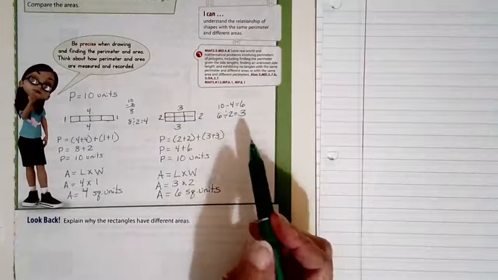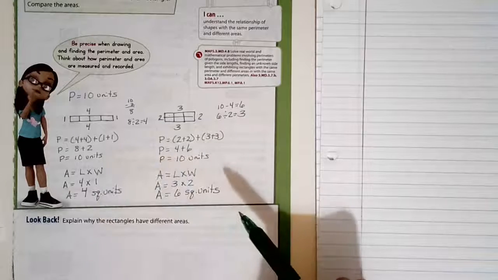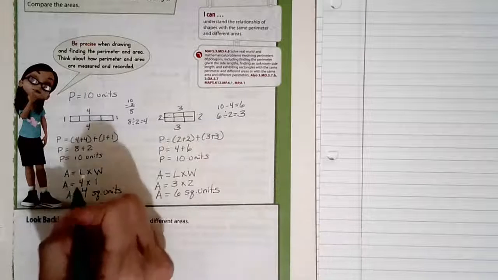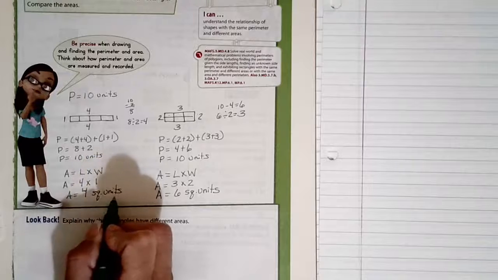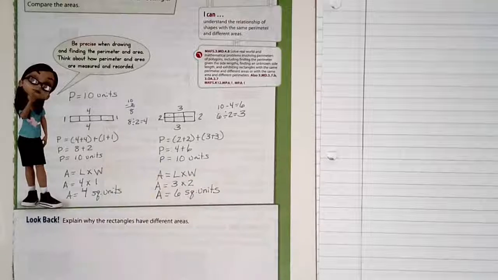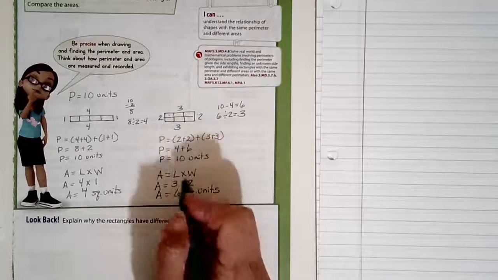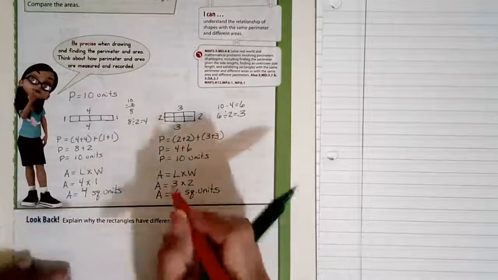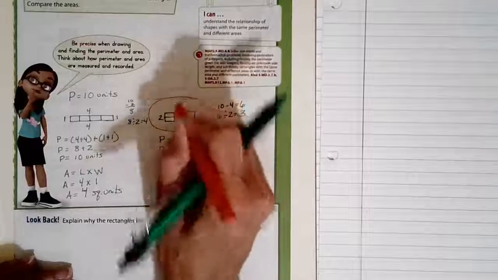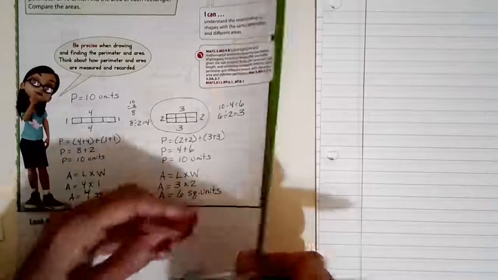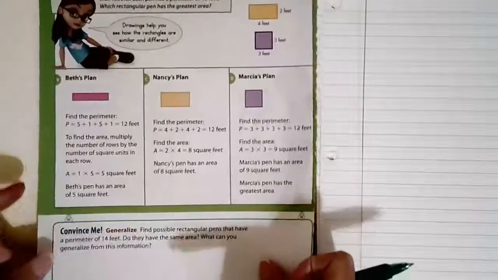Now, when we look at this, I can see my perimeter for each rectangle is exactly the same, but my area is different. The first one has an area of 4 square units, and the second one has an area of 6 square units. Which one is larger? It would be the second one as far as larger area. So this one would have a larger area than the first one. Let's turn our page, and they're going to show us how they solve.